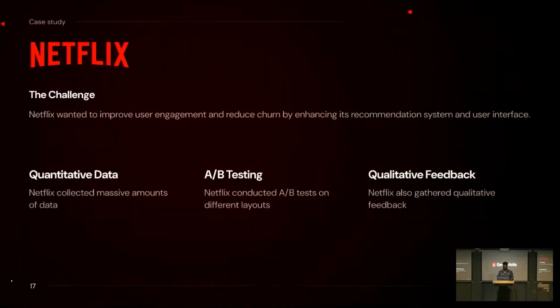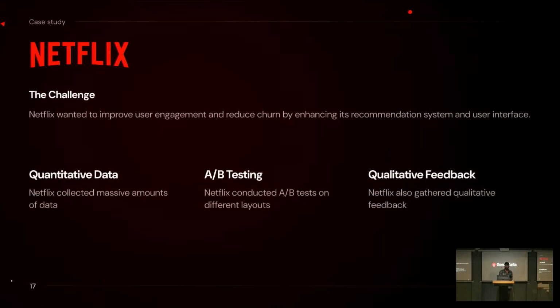The first case study that we're going to be talking about is Netflix. This case study is about a time when Netflix was not that famous, like you all know right now. Netflix wanted to increase user engagement and reduce their churn rate. So let's understand what they did to reduce the churn rate.